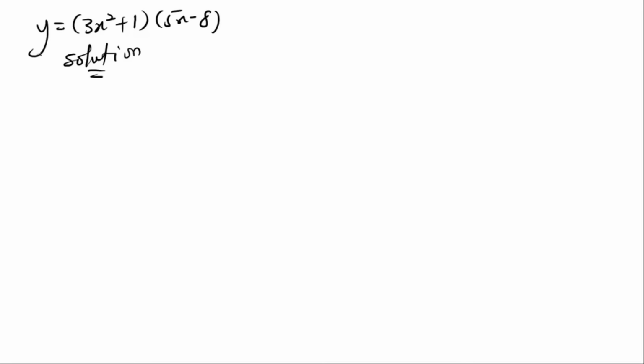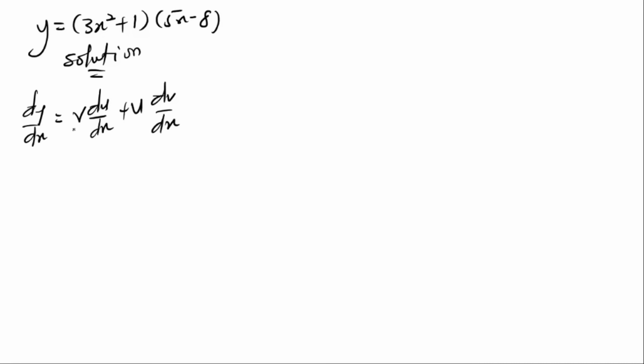So we have the function y is equal to, in one bracket, that is the first function, 3x squared plus 1. Then the second function, we have 5x minus 8. So because we know these are two different functions, and they are multiplying each other, we need to use the product rule. Alright, so by the product rule, our dy/dx is of the form, then we quote the product rule formula, that is v du/dx plus u dv/dx.